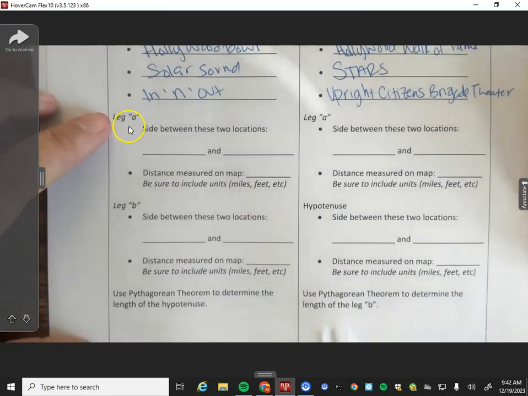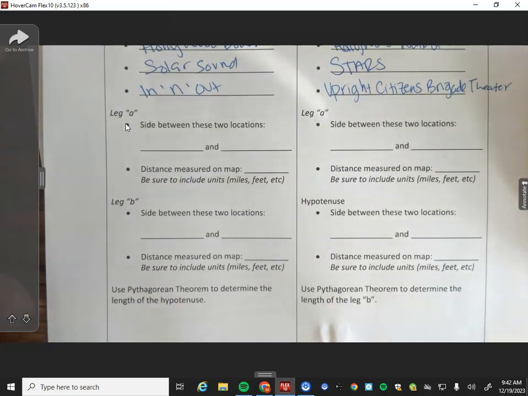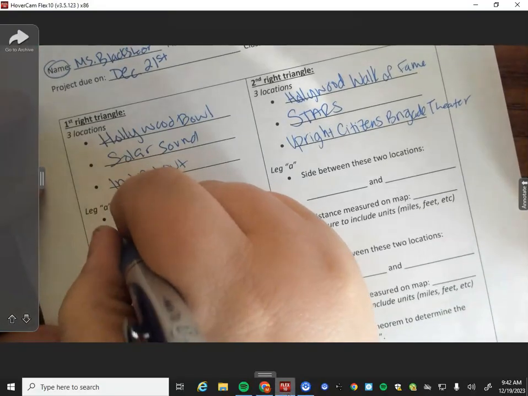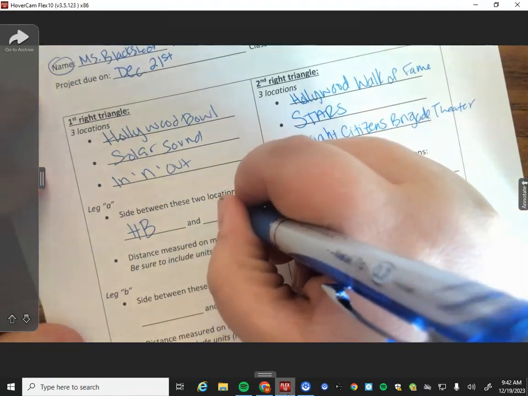Looking here, I need to determine what the leg A is going to be. So I'm going to my map, and remember the leg is something adjacent to the right angle. My right angle is going to be by the Hollywood Bowl, that angle formed right there. So one of the legs will be from Hollywood Bowl to Solar Sound. So I'm going to write, I'm just going to abbreviate it, Hollywood Bowl to Solar Sound.